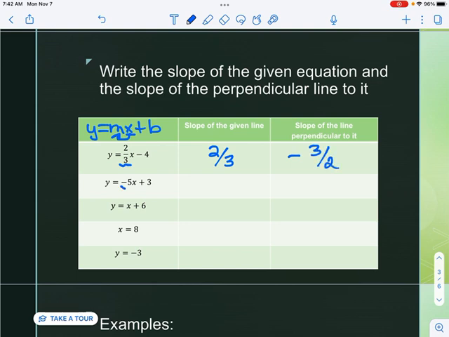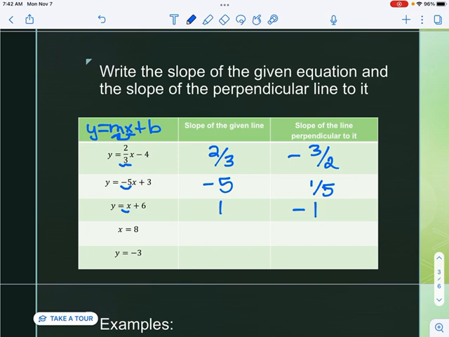My next one, my slope is -5. So the slope of the line perpendicular, it was negative, so it's going to become a positive. And now I'm going to flip it, and it's going to become 1/5. My slope here is a +1. The slope of the line perpendicular, it was positive, so now it has to become negative. I take the 1, I flip it, and I still get just 1.